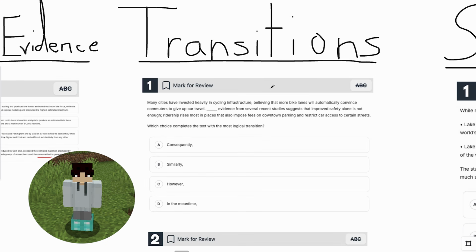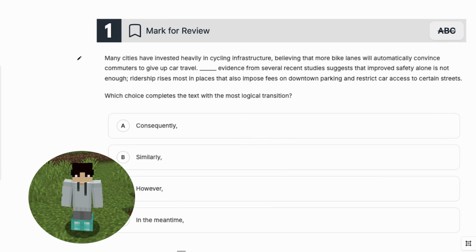On to transitions. You approach these very similarly to how you do reading passages. The only thing you have to do that's different is that you have to pay even closer attention to what the passage itself is saying, because these questions can be very, very difficult if you don't know what the passage is actually talking about. So first, let's just start by reading the passage.